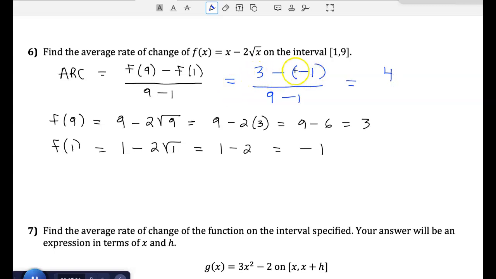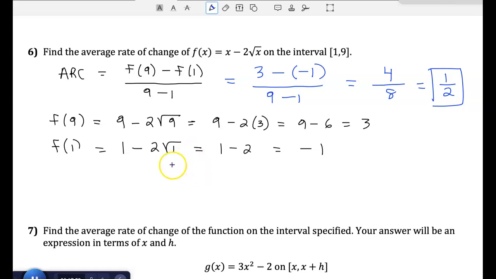3 minus negative 1 is really 3 plus 1, so that's 4 over 8, which is 1/2. Right? So the average rate of change is 1/2. What does that mean in this context? There really is no context here, it's just a function, right? It means that on average, when y increases 1 unit, x is going to increase 2 units over this particular interval 1, 9. Okay?